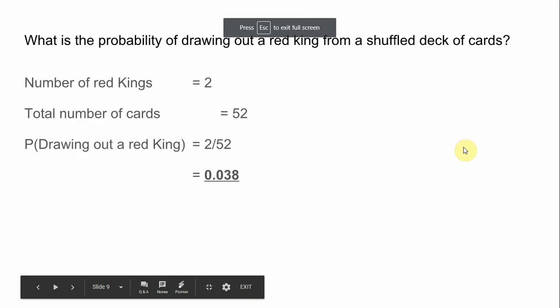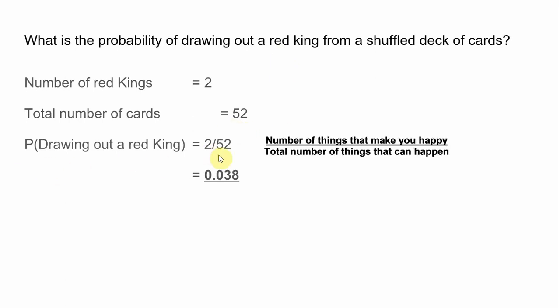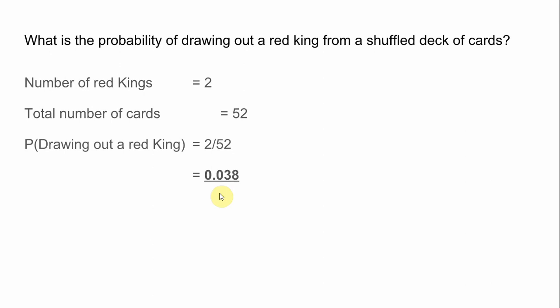Read the question carefully. What do we have here? The total number of red kings in a deck of cards is 2. The total number of cards in a deck of cards is 52. Therefore, probability is 2 by 52, that is 0.038.